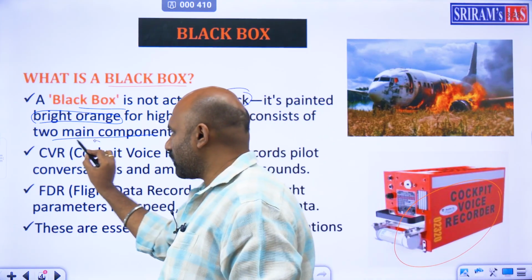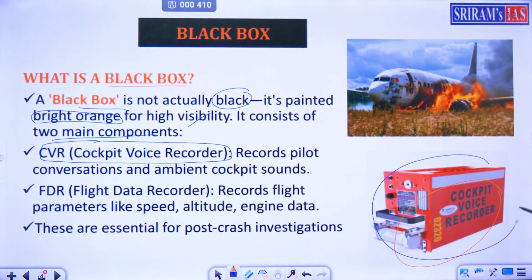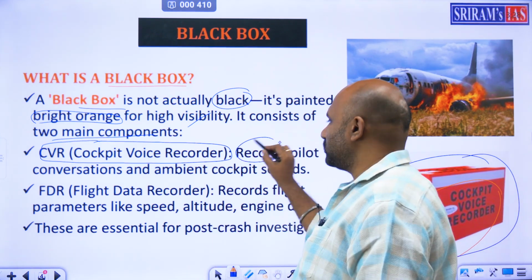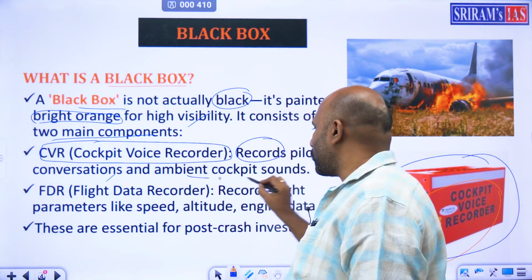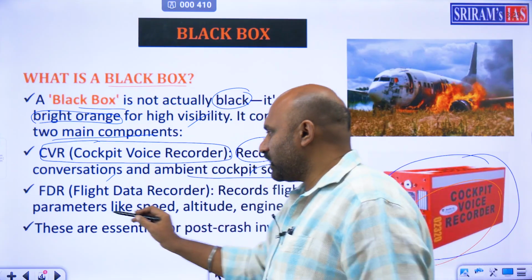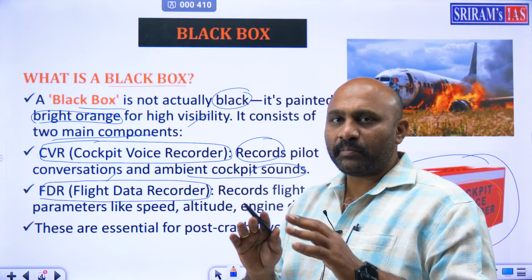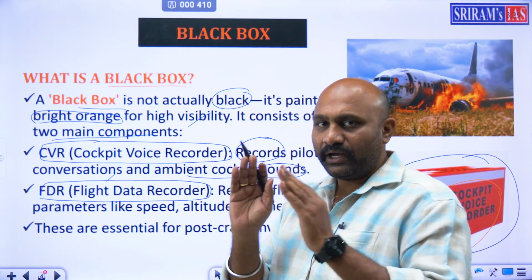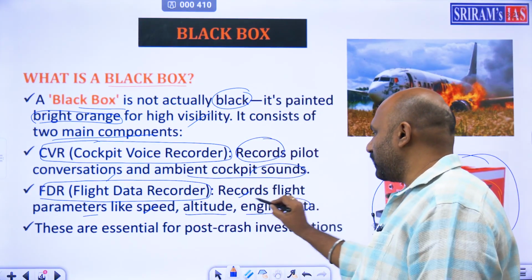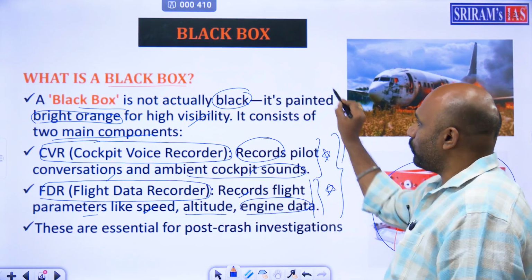One is called CVR, Cockpit Voice Recorder. It looks like this. Cockpit Voice Recorder. As the name says, it records pilot conversations and cockpit sounds, everything it records. So CVR is the first component. The second component is FDR, Flight Data Recorder. This data recorder records the parameters in it, height, altitude, speed, everything. So it records flight parameters like speed, altitude, engine data. So these are the two major components of the black box.